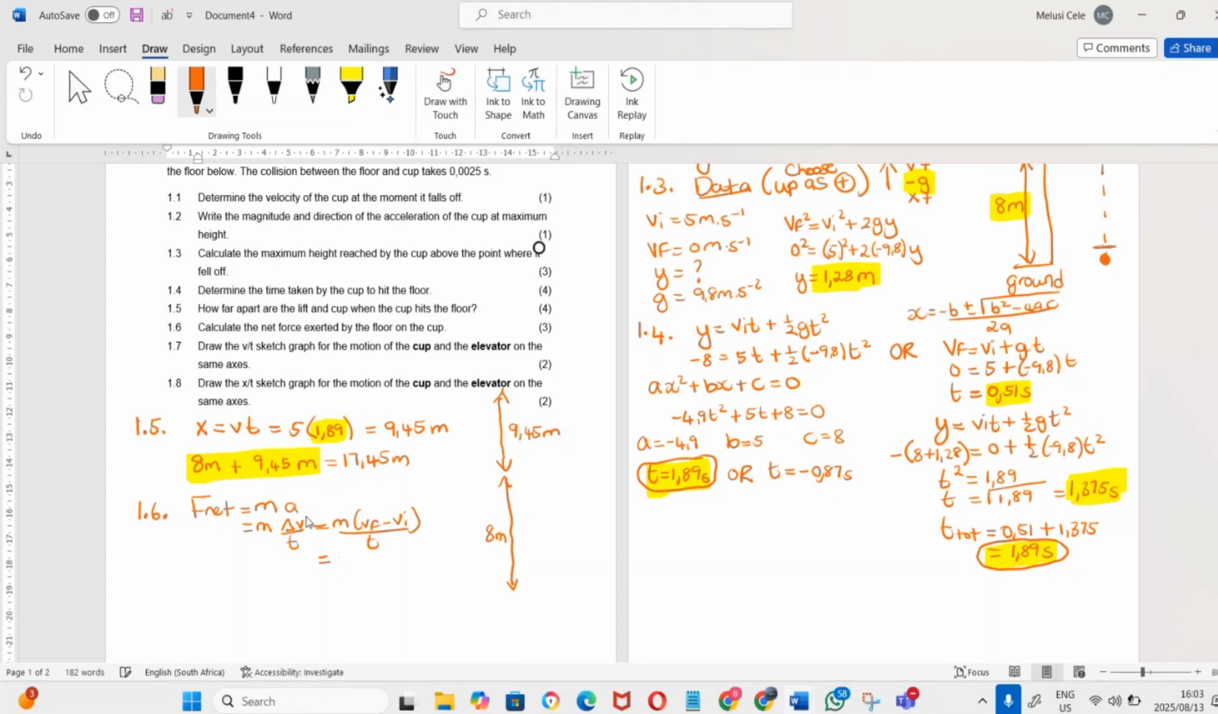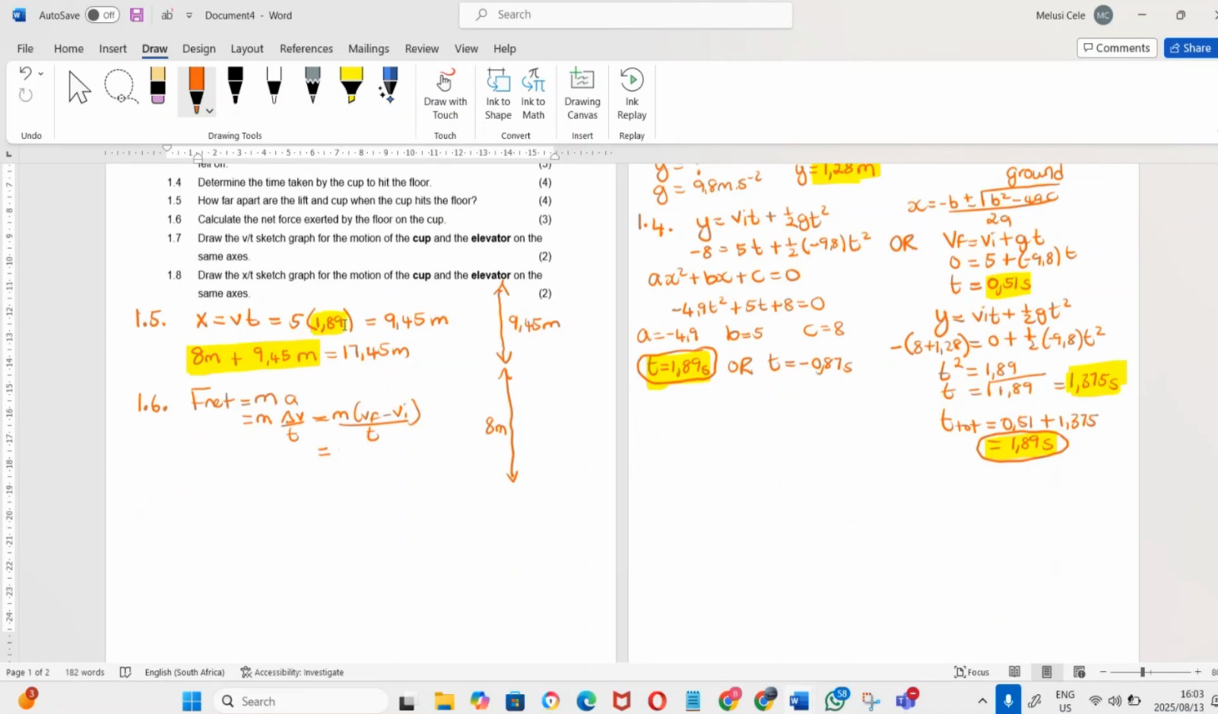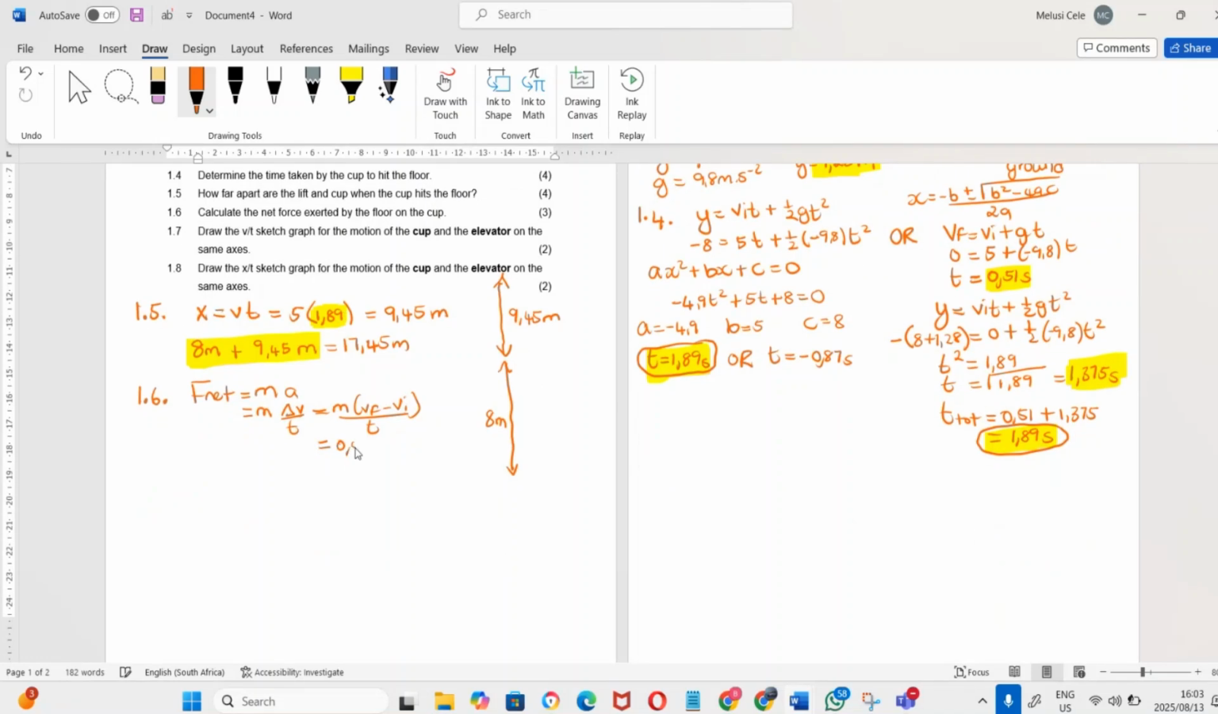And the mass of the cup would be 500 divided by 1,000, which is 0.5, into, the cup comes to rest, 0 minus, we need the velocity with which the cup actually strikes the ground. So I need to calculate that here on the side. To do that, I'm going to use the formula v f squared equals v i squared plus 2 g y. Let me just put it all under a square root anyway.